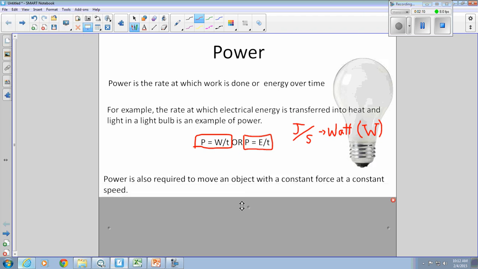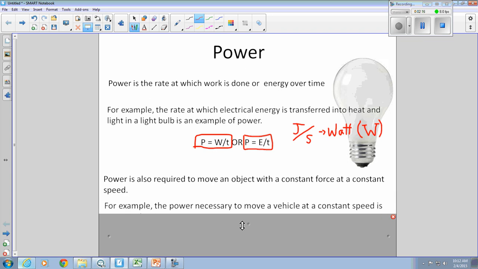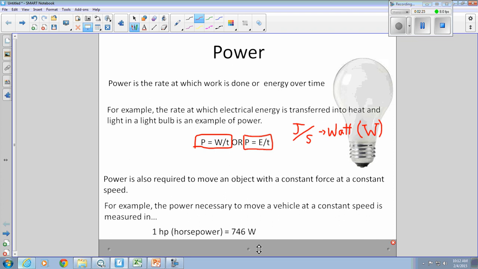Power is required to move an object with a constant force at a constant speed. For example, the power necessary to move a vehicle at a constant speed is measured in horsepower. And a horsepower is a unit of power. 1 horsepower is equivalent to 746 watts.